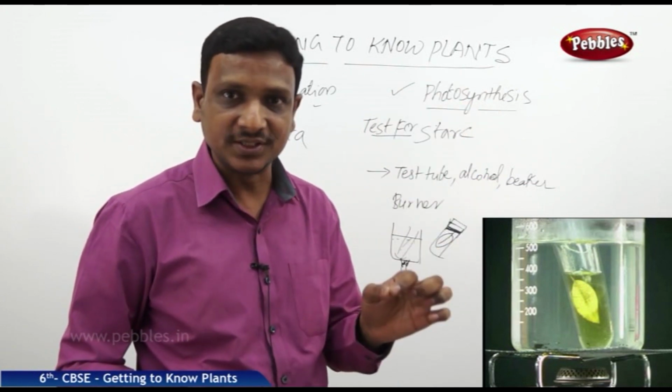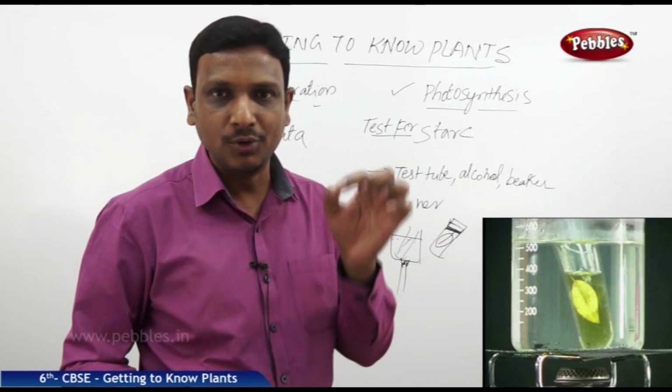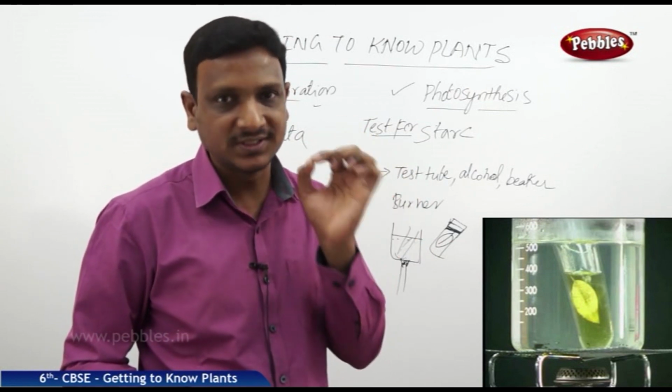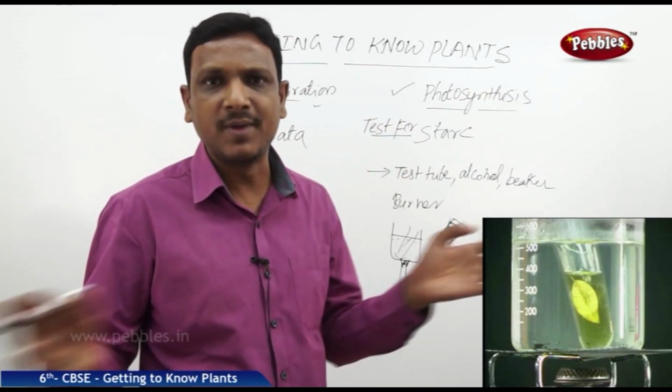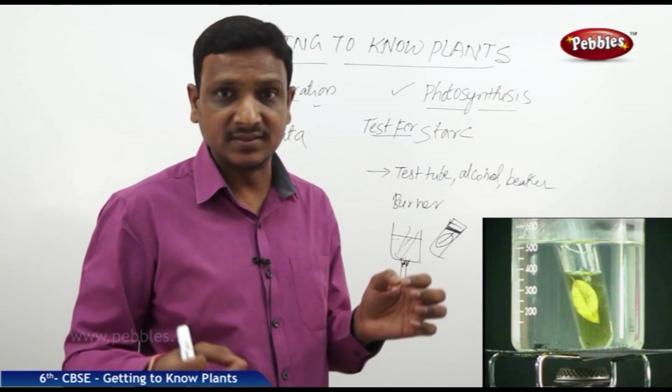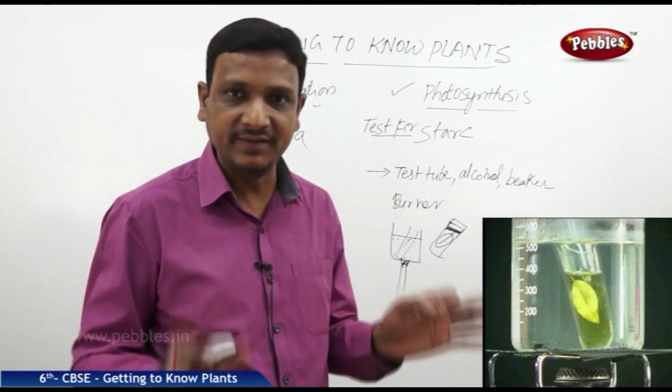So what is the indication? If the leaf turns dark blue in color, it indicates it has got starch. So somebody may put a question to you. Yes, the leaf has got starch. I believe that. I agree with that.